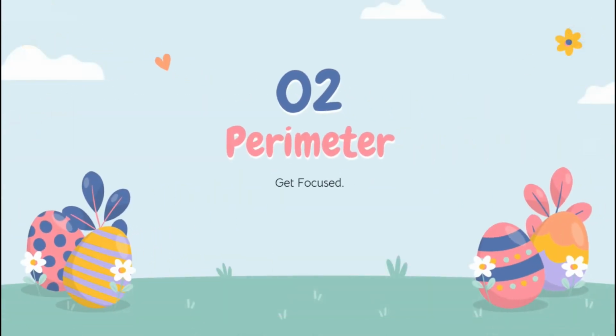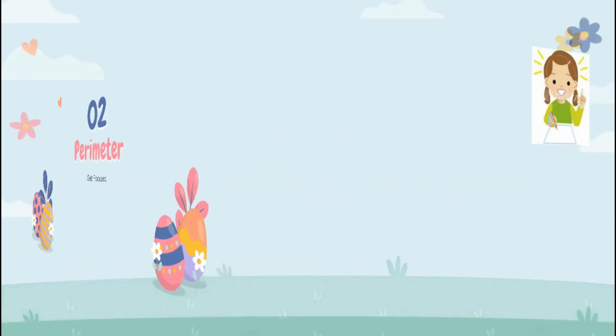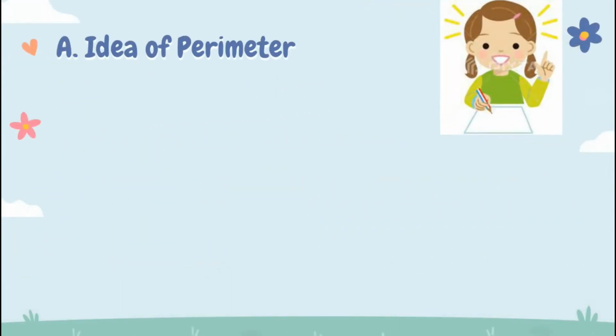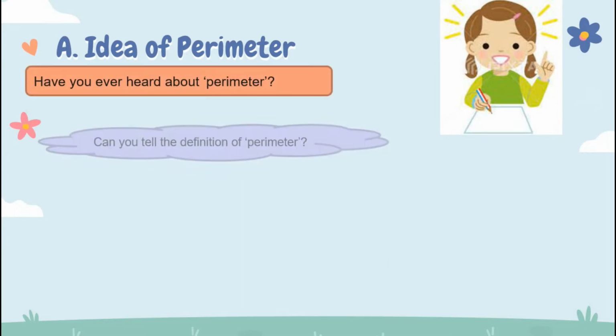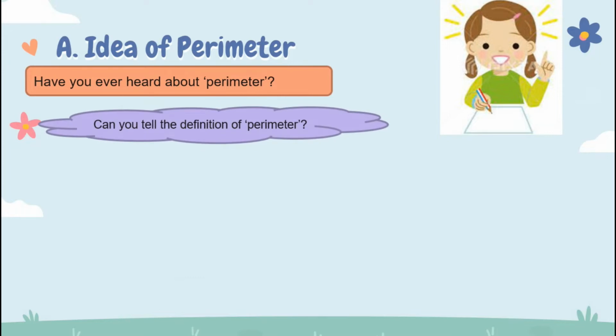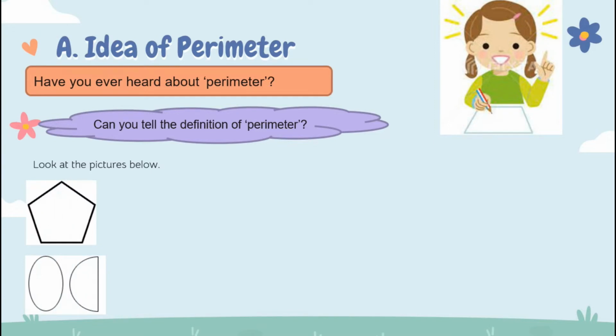We have reviewed the material from last meeting. Now, get focused. We are going to learn about perimeter. A. Idea of perimeter. Have you ever heard about perimeter? Can you tell the definition of perimeter? Look at the pictures below. The first group and the second group.